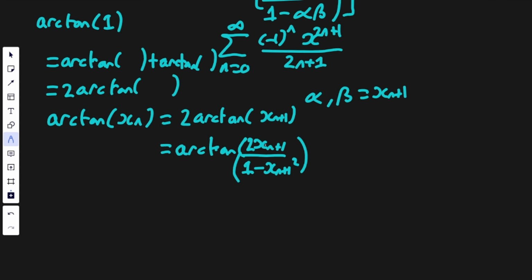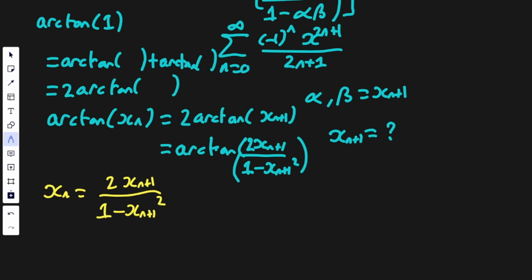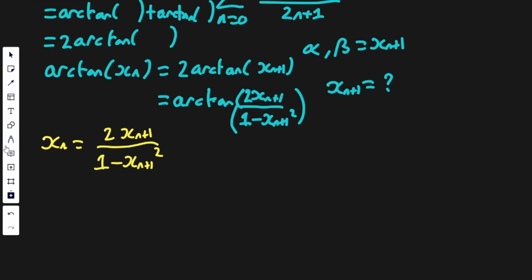Here's where we're going to get our recurrence relation. We really want x_{n+1} equals something in terms of x_n. So I'm going to do inverse arctan, so I'm going to take tan on both sides. That's going to give me x_n equals 2x_{n+1} over 1 minus x_{n+1} squared. Now I'm going to cancel the fraction, so that's going to give me x_n minus x_n x_{n+1} squared, where all I've done is multiply by the denominator.